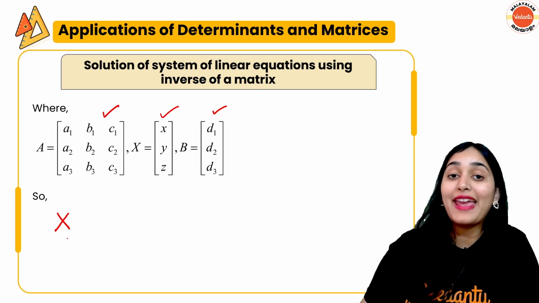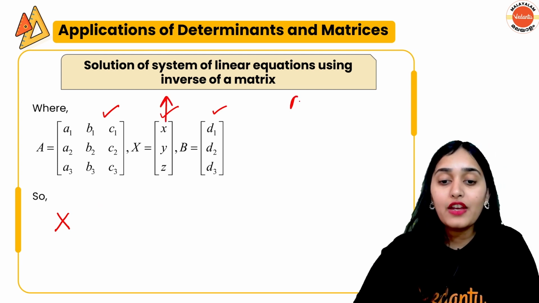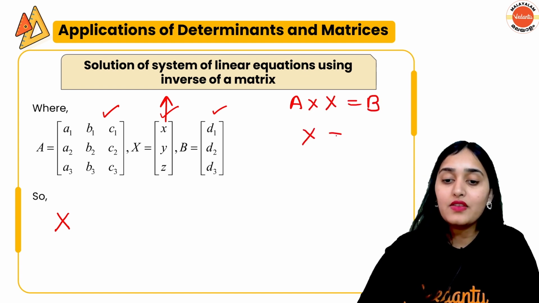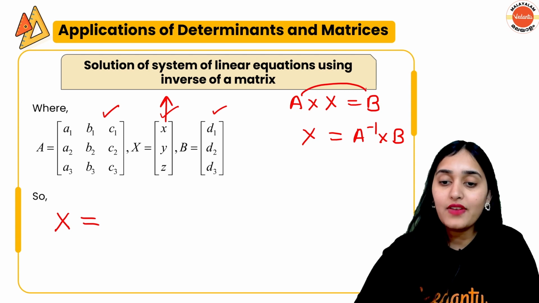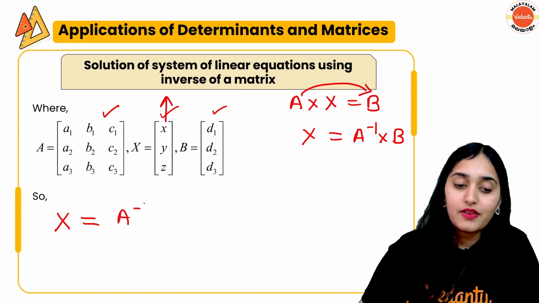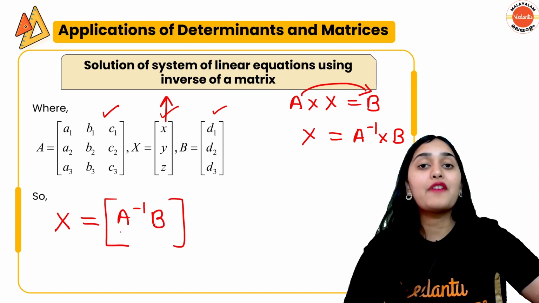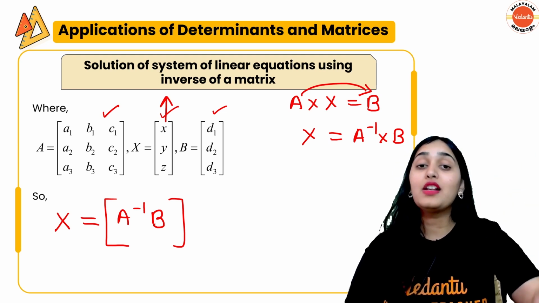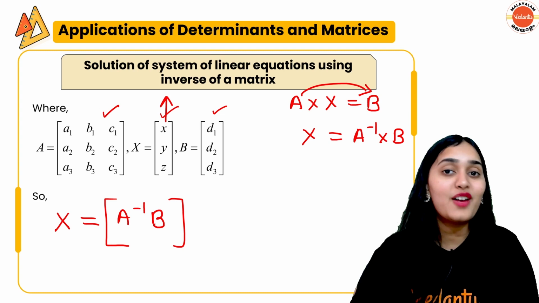Okay. So, if the A matrix is this, the X matrix is this and the B matrix is this, how can you find the value of X? How will you find the solution of the equation? So, if A into X is B, then X will be A inverse into B, right? Because A will go to this side, it will become an inverse. So, X will be A inverse into B matrix. So, first you have to find A inverse, then you will multiply it with B, then you will get the values of X, Y, Z. This is how we find the solution.